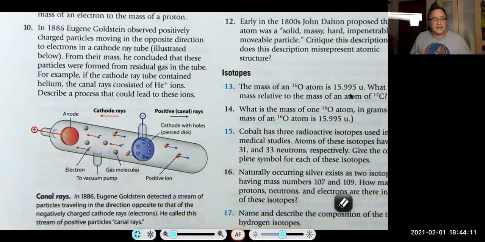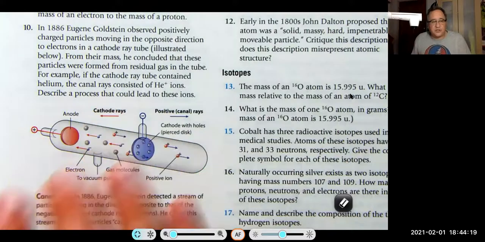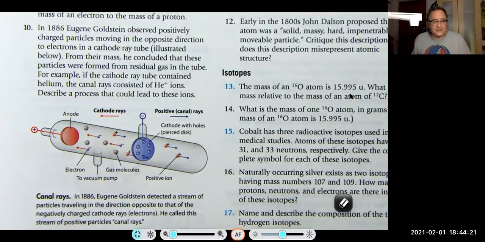So that's how you create also something called a cation. Cations are positive ions. So this is the process by which you can make cations in a cathode ray tube: an electron knocks an electron off of an atom. Any questions there? Okay, we're good to go.